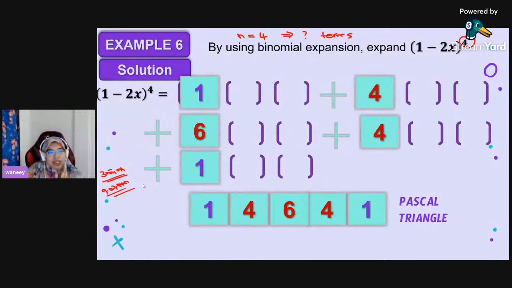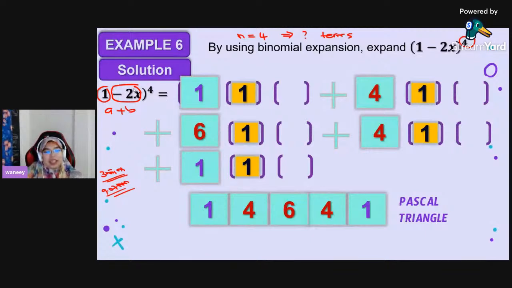And now for the second bracket, that stands for A. So imagine if we have A plus B over here. So that means the value of A should be 1. The value of B will be negative 2x. Okay, so the value for A is 1. So I'm going to keep writing down 1, 1, 1, 1, 1.